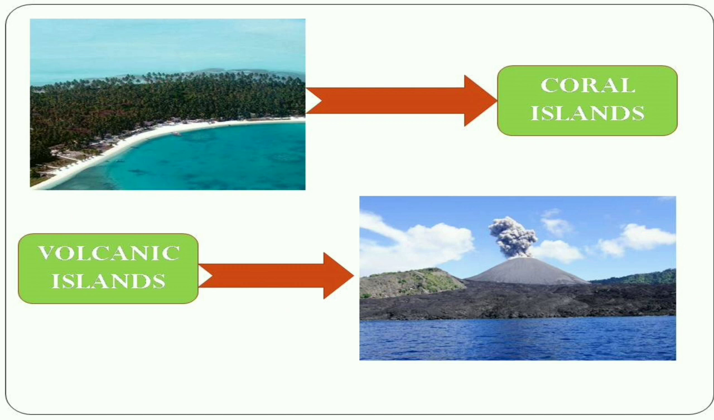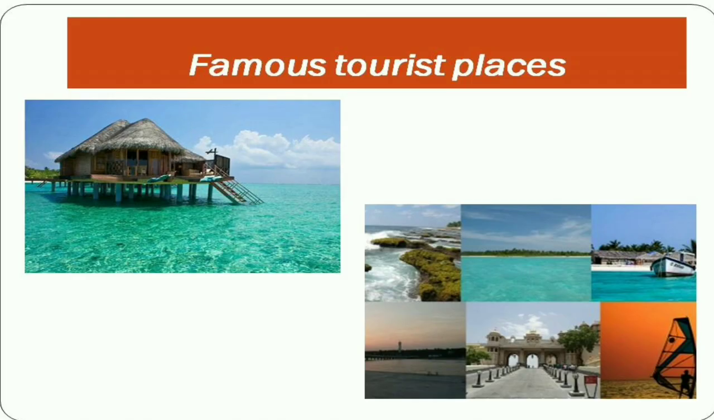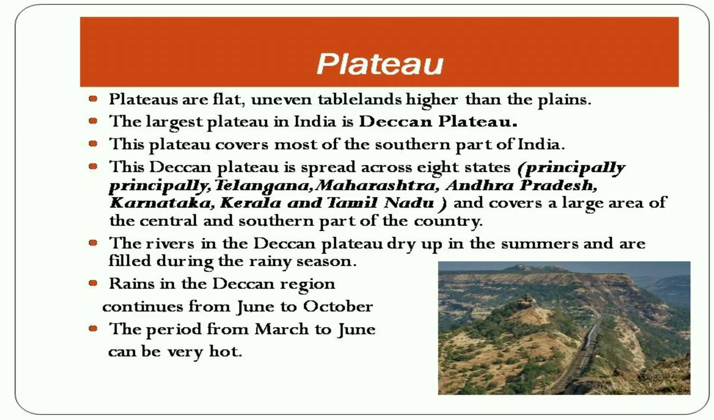Okay. The next one is oceanic islands, which are also called volcanic islands. These islands are formed by the eruption of volcanoes on the ocean floor. Ocean floor is nothing but the bottom of a sea or ocean. When the tops of the volcano appear above the water, an island is formed. This is the difference between coral and volcanic islands. See, these are the images of some famous tourist places in Andaman and Nicobar and Lakshadweep Islands. See how beautiful it is.